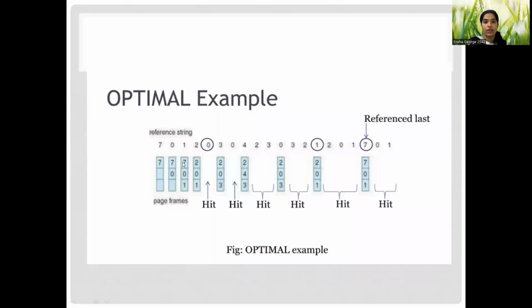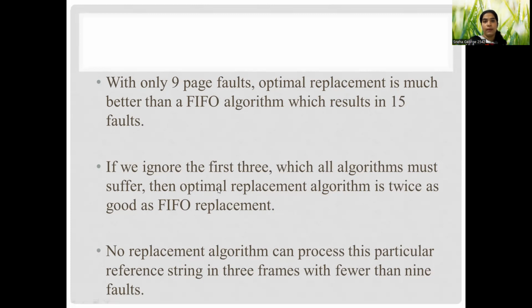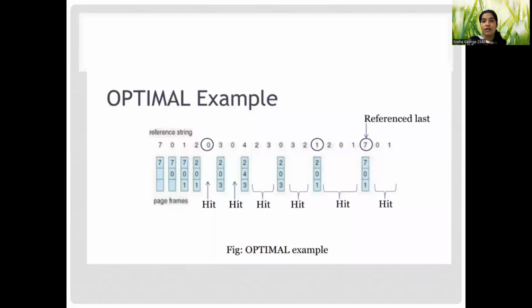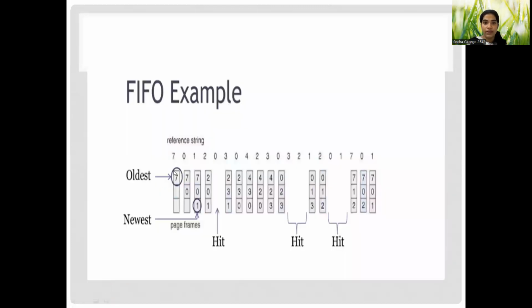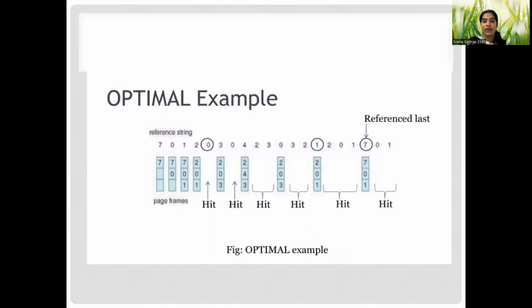If you count 1, 2, 3, 4, 5, 6, 8, 9, page faults are only occurring. So with only 9 page faults, optimal replacement is much better than a FIFO algorithm, which results in 15 faults, right? So in this example, with the same 3 frames, we had only 9 faults, whereas in the FIFO, with the same 3 frames and the string, we had 15 faults. So which is considered to be more efficient? The optimal page replacement algorithm is considered to be more efficient.